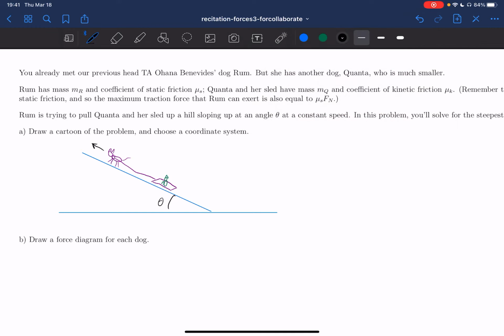So first thing to do is think about our coordinate system. This is one of those problems where a tilted coordinate system is going to be our best bet, because then our normal forces and our direction of motion will be in one dimension.